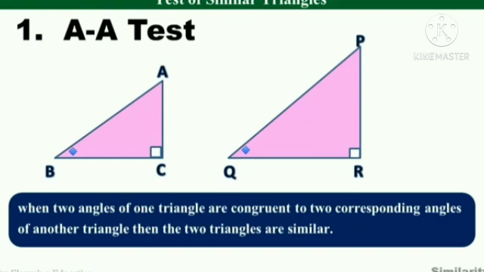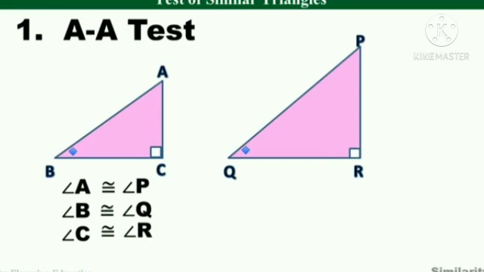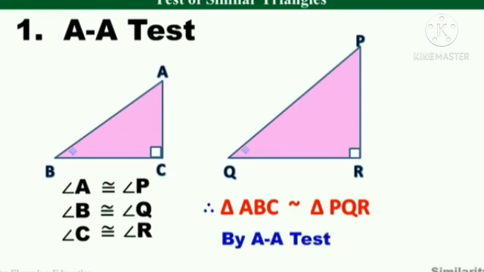So here in the figure ABC, we can see two corresponding angles. Two angles are correspondingly equal to the second triangle. Angle A corresponds to angle P. Angle A is congruent to angle P, angle B congruent to angle Q, angle C congruent to angle R. So these three angles are correspondingly equal by AA test. So we can say therefore triangle ABC is similar to triangle PQR by AA test.